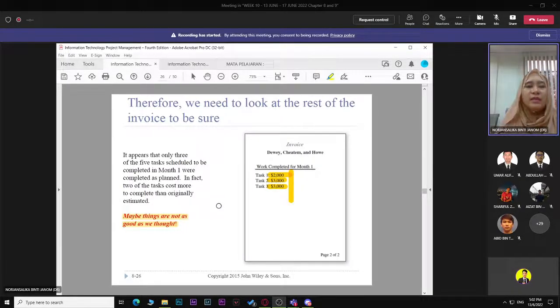So you look further in the invoice. When you look at the invoice, you see there is already a problem. For example, work completed: you planned 4 tasks completed, but only 3 tasks completed. You planned task 1, task 2, task 3 to cost about 2,000 each. But here, task 1 is only 2,000, task 2 went up to 3,000, task 3 went up to 3,000. So there is an increase in the cost of the consultant that you hired. They also said there is a problem.